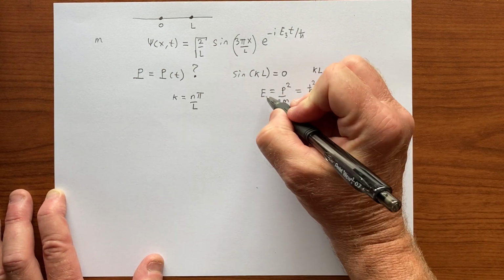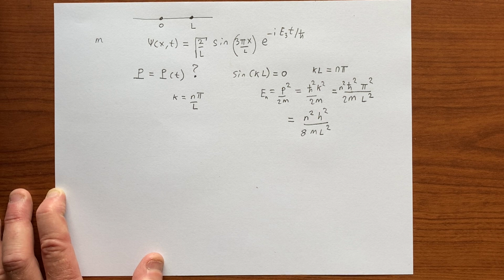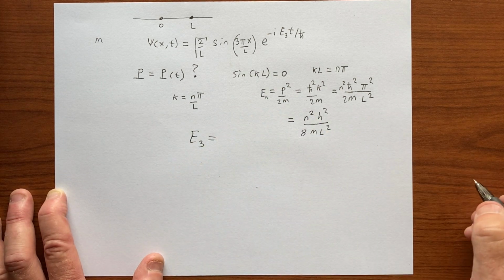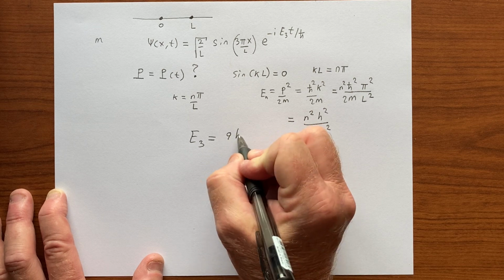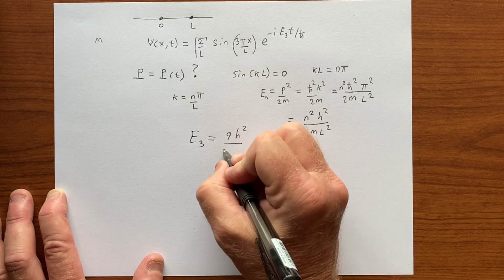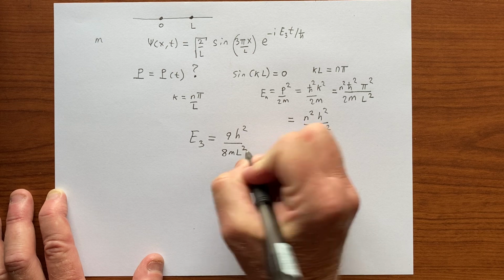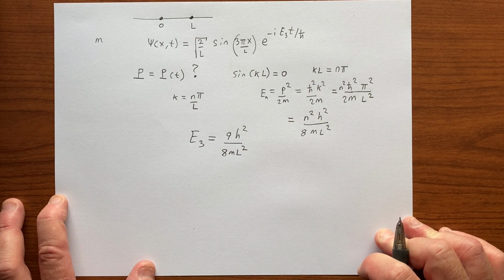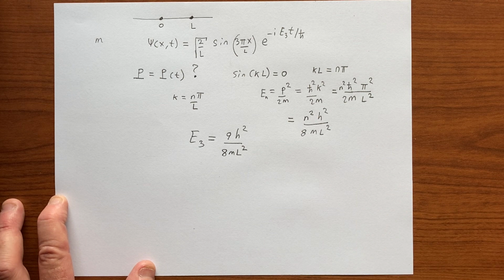So those are the energy levels, and so we have a particle with a fixed energy equal to 9h squared over 8m L squared, and we want to find the time dependence of the probability density.